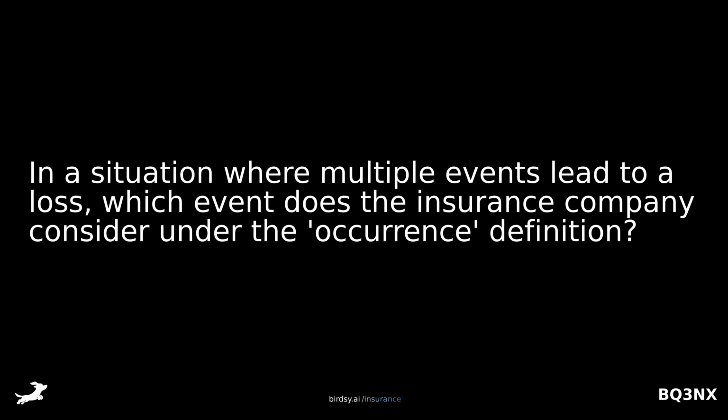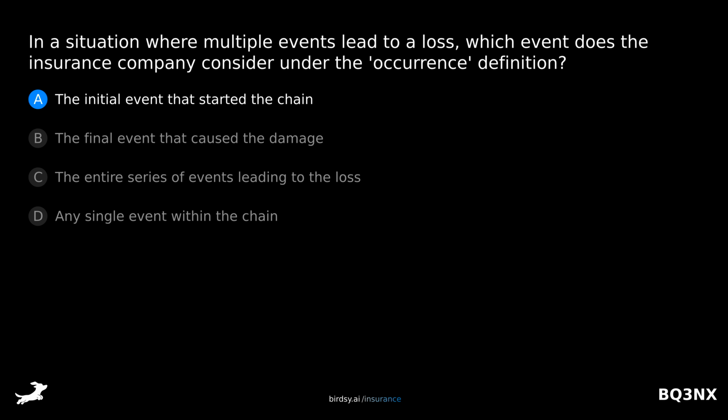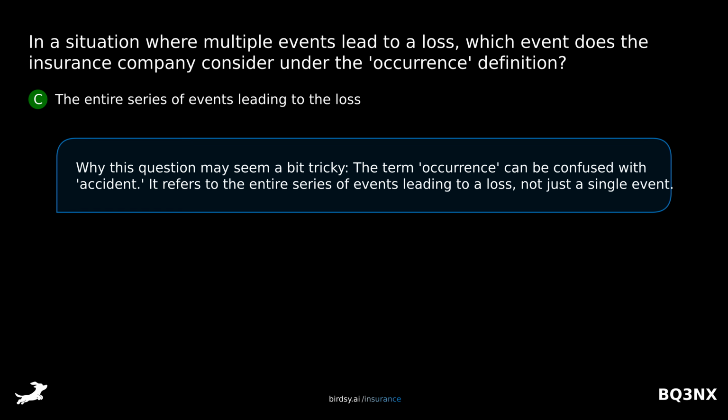In a situation where multiple events lead to a loss, which event does the insurance company consider under the occurrence definition? Is it A, the initial event that started the chain, B, the final event that caused the damage, C, the entire series of events leading to the loss, or D, any single event within the chain? The answer is C. The entire series of events leading to the loss. Why this question may seem a bit tricky. The term occurrence can be confused with accident. It refers to the entire series of events leading to a loss, not just a single event.